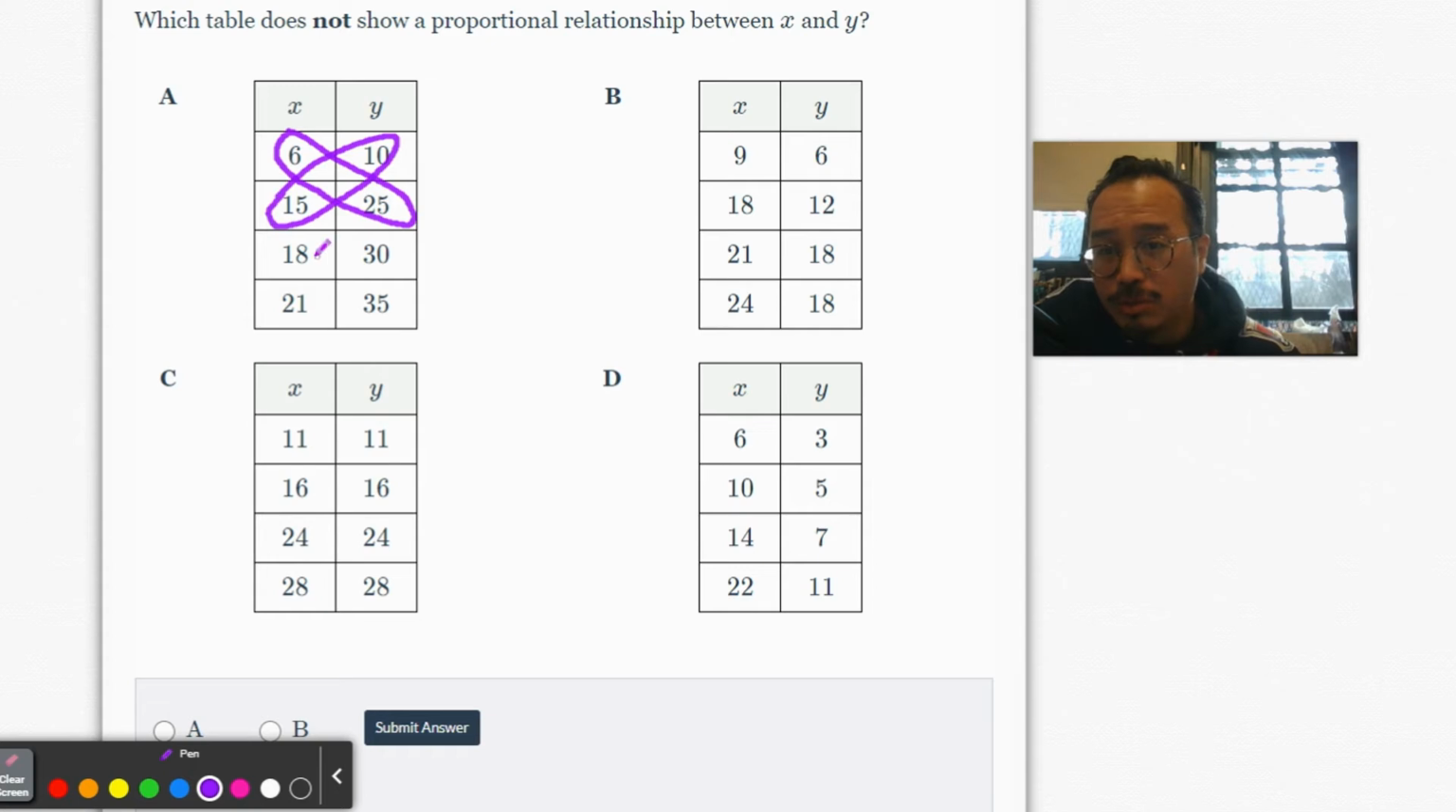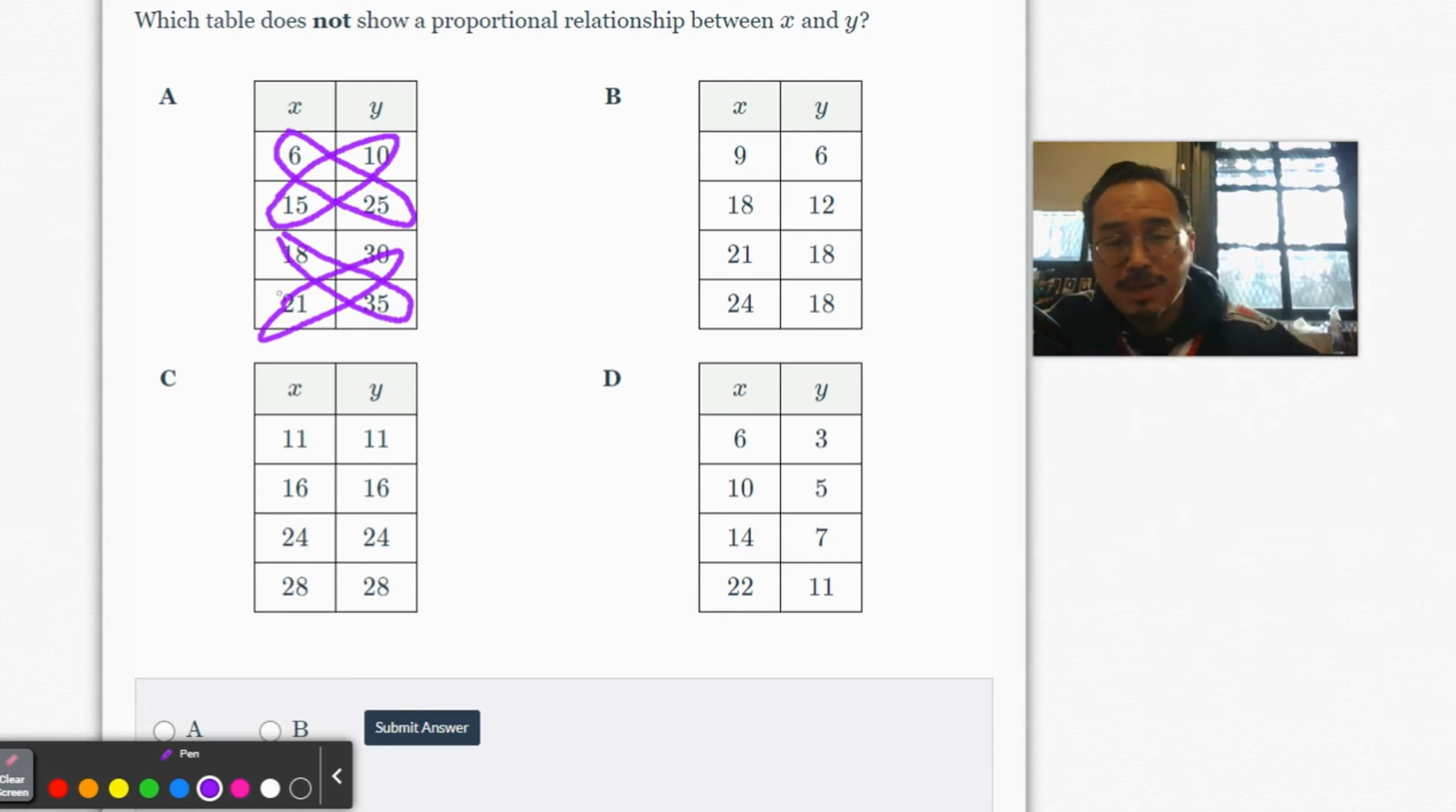And then you would just do them over and over. Okay. So for example, if I do 6 times 25, now I have a feeling A is not the answer, meaning it's not proportional. 6 times 25 is 150. 15 times 10 is 150. Okay. How about 18 times 35? And then 21 times 30. Oh, there might be a chance yet.